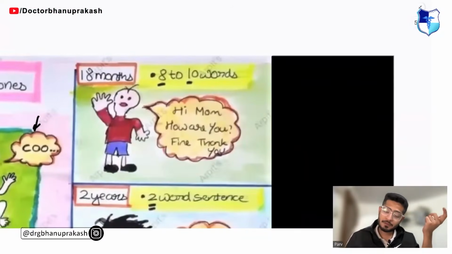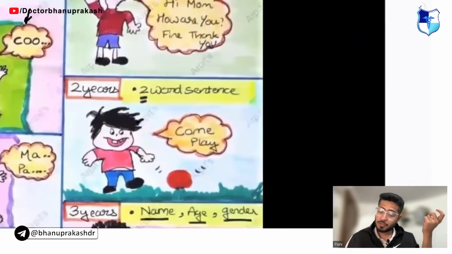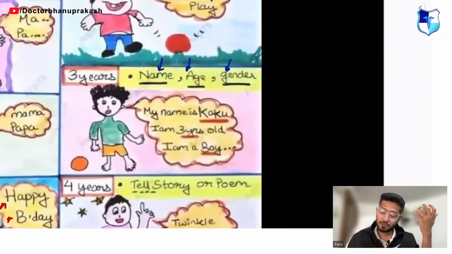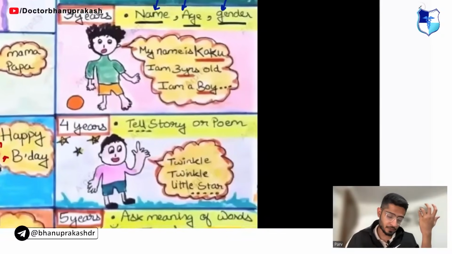Coming to 18 months, just remember 8 for 18, and 8 to 10 words. Then 2 years is 2 words in tense, like come and play. Then 3 years: name, age, gender. So 3 words, name, age, gender, easy to remember.